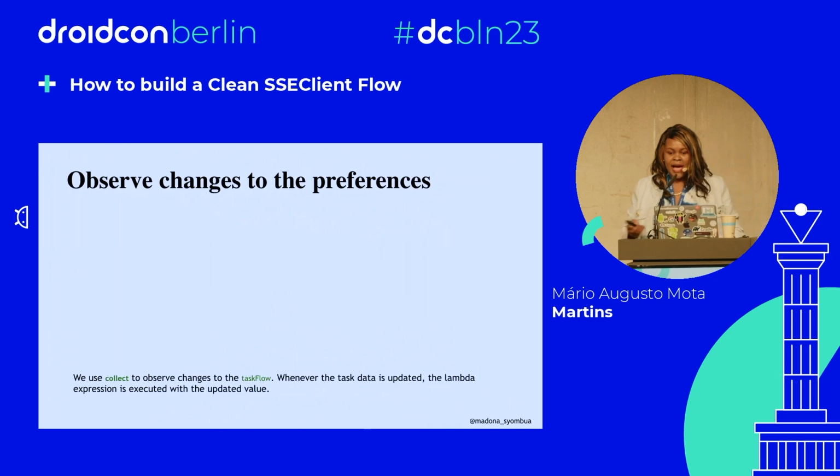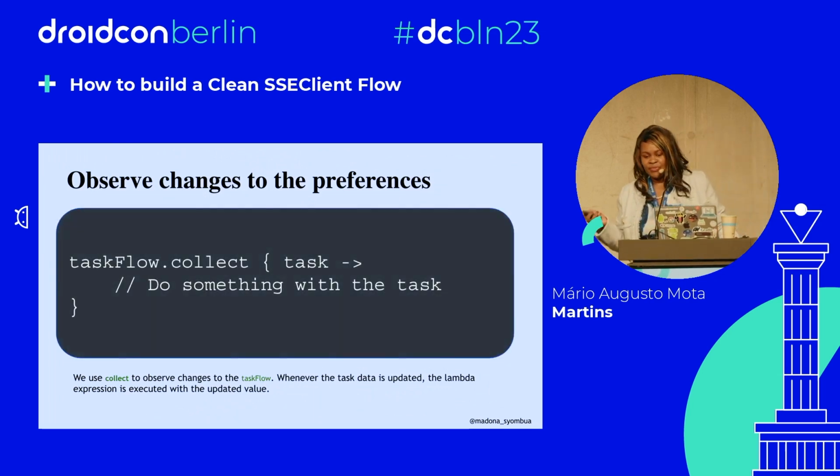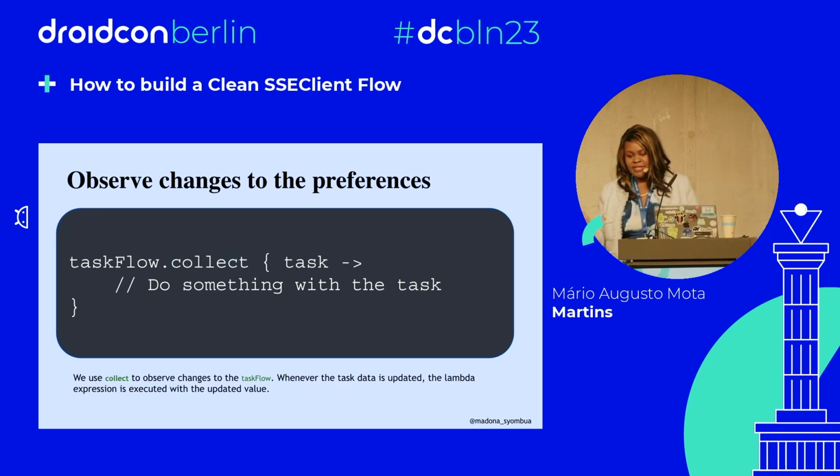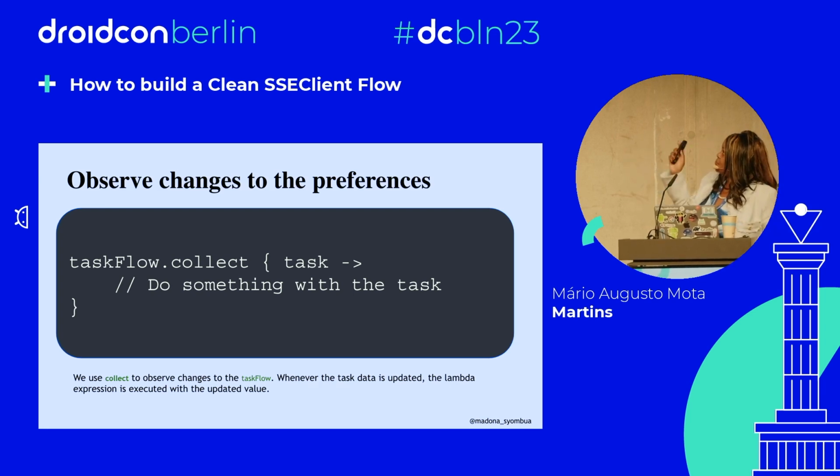Now, how do we actually observe changes to the preference? We will definitely need to call this. We use collect to observe changes to the task flow, and whenever the task data is updated, the Lambda expression is executed with the updated value. So here we've definitely updated this value. As you can see there, once you get what you want from the task flow, you collect and then you do something. For instance, there it's just updating what a user has been inputting.